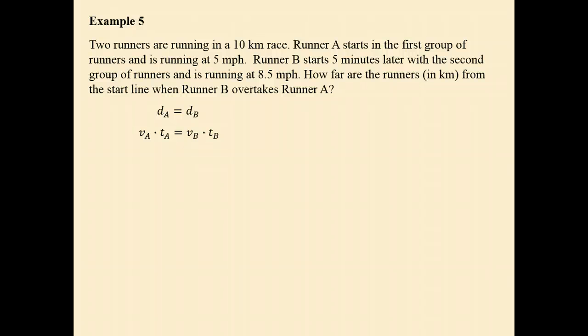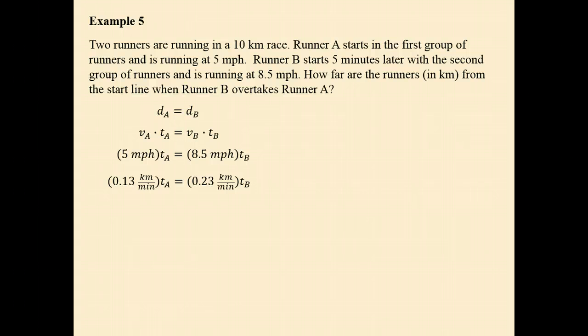Okay, distance is equal to velocity times time, so I'm going to plug in velocity times time for both of those distances. So we've got the velocity of runner A times the time it takes runner A to get to the point where the 2 runners are side by side is equal to the velocity of runner B times the time it takes runner B to get to that point. Okay? So we can plug in the values for velocity because those were given to us. Runner A runs at 5 miles per hour, and runner B runs at 8.5 miles per hour.